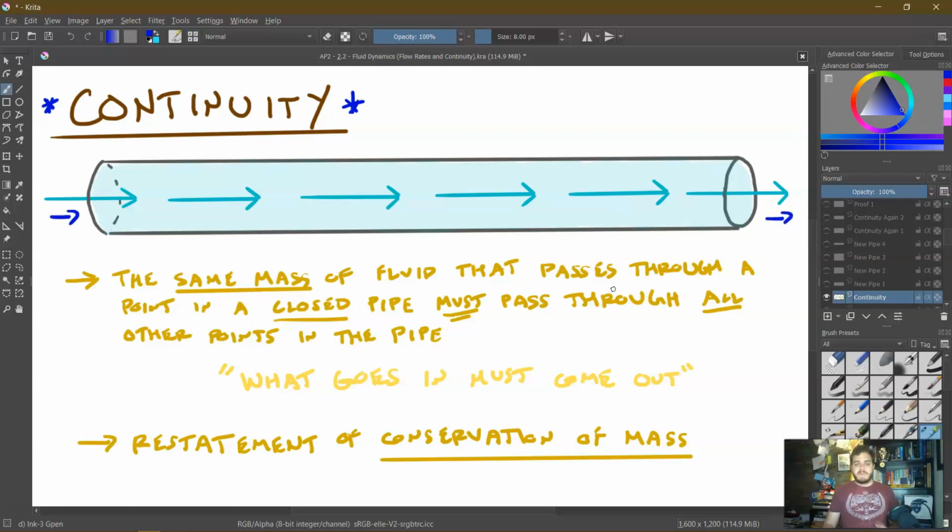So, the same mass of fluid that passes through a point in a closed pipe must pass through all other points in the pipe. For instance, it's also going to all flow through here. What goes in must come out. This is pretty obvious, this is really just a restatement of the conservation of mass, that if I stick in 1,000 kilograms in one end of the pipe, 1,000 kilograms better come out the other end. If not, there's some sort of leak in my pipe, but since this is a closed pipe, that can't be the case. Or somehow mass is just disappearing, which is impossible. So whatever goes in must come out.